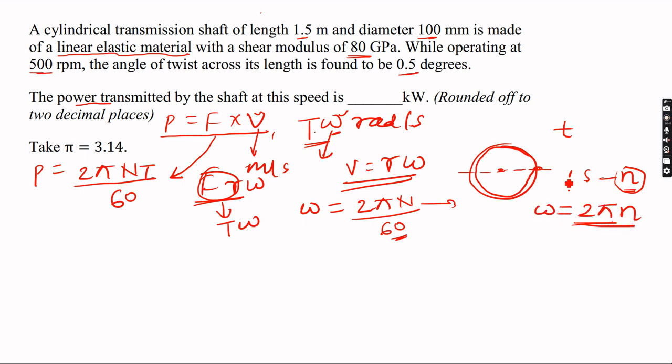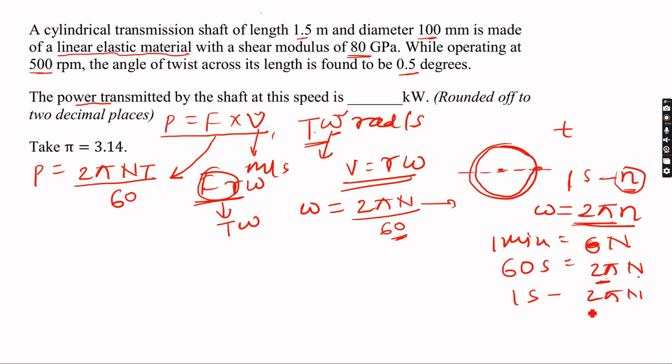Okay, and this is in 1 second. If I am talking about 1 minute, it is covering capital N revolutions in 1 minute, which is 60 seconds. In one revolution, 2 pi is the angle, and in N revolutions, 2 pi N is the angle. So in 1 second, how much will it cover? 2 pi N by 60. That is nothing but your angular speed, omega. So omega is nothing but 2 pi N by 60.